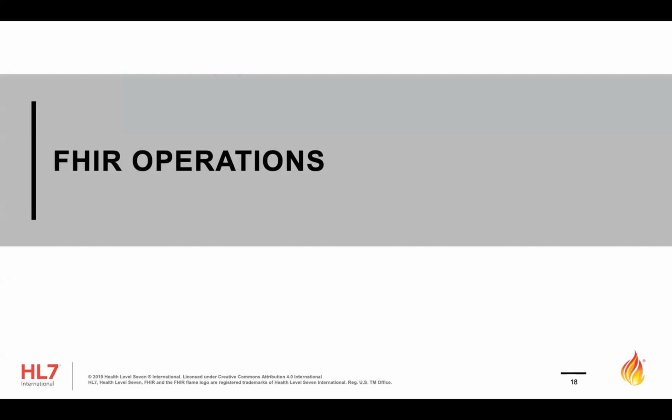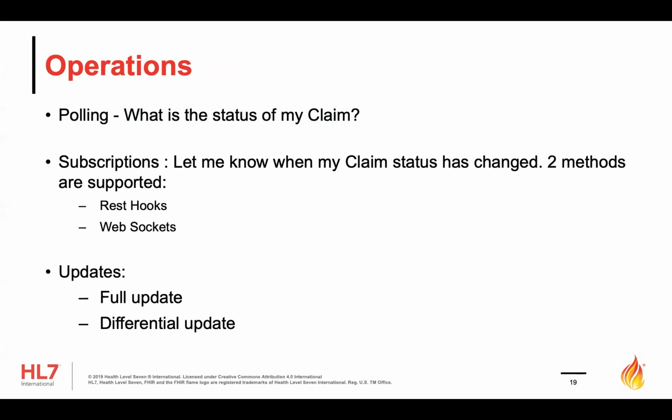Let's talk about some of the FHIR operations. So polling: what is the status of my claim? This is sort of, are we there yet? When you get back a claim response, you can keep asking, if certain items are not denied and are still pending, what their current status is. Or, if you don't want to poll, you can support subscriptions.